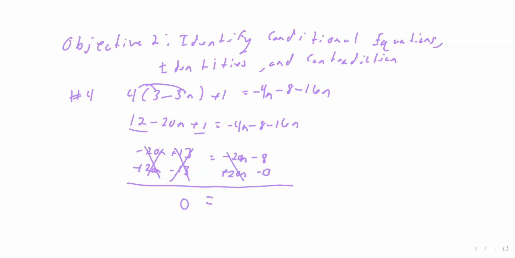But 0, does it equal negative 21? Is that a true statement? No, this is called a contradiction. So the way they want you to answer it, it is a contradiction. That's the one it is. The answer will be an empty set, brackets with nothing in it.